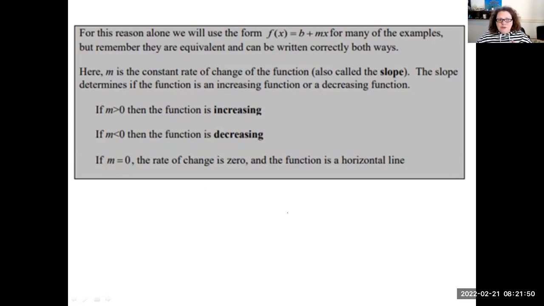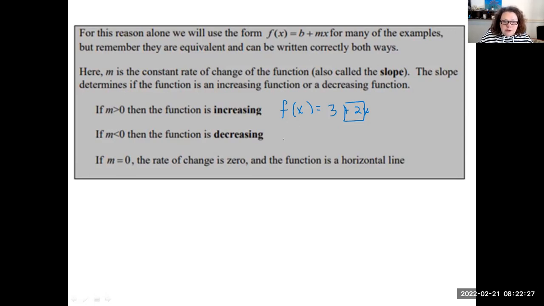The slope determines if the function is increasing or decreasing, and if there is no slope, no m in your function, then the rate of change is 0. So if you're given f of x is equal to 3 plus 2x, you'll notice this plus 2 is your slope. And notice it's positive, so it's increasing. If it's positive, it's increasing.